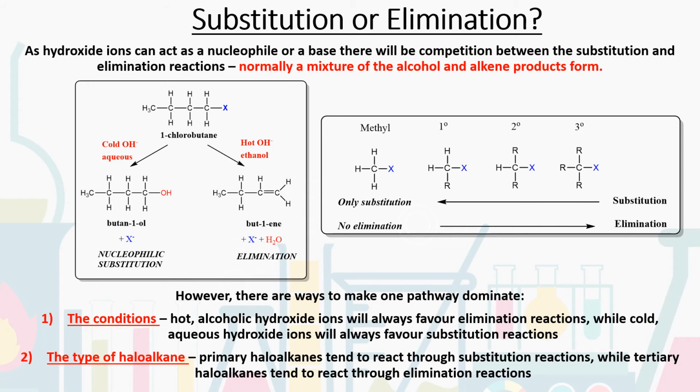For a tertiary haloalkane, now there are lots of big carbon groups around, so it's much more difficult for the nucleophile to attack. However, for elimination, remember, we take a hydrogen atom from the adjacent carbon, and that's much more readily taken. And so for tertiary haloalkanes, elimination is much more favoured rather than substitution.